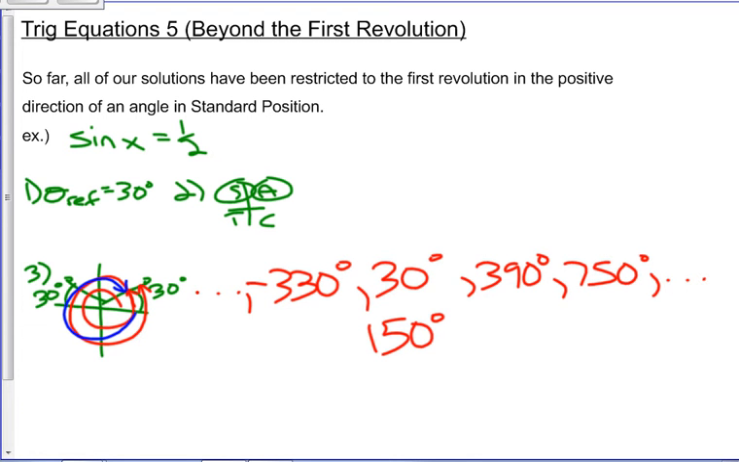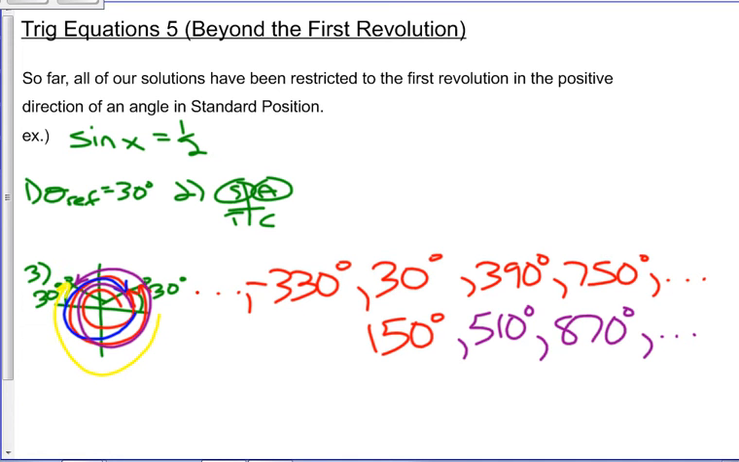Same thing could have happened if we had dealt with that 150 angle. That's 150 to here, but keep going and you'd have 150 plus 360, or 510. You could add another 360 on, and that would get us to 870. So every time you add on 360, you're adding on a revolution. We could have gone backward instead. That would be negative 210. There are a whole bunch of solutions.